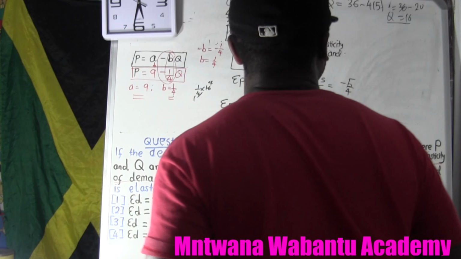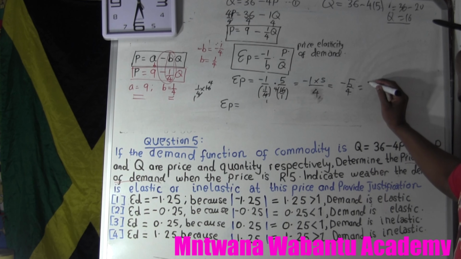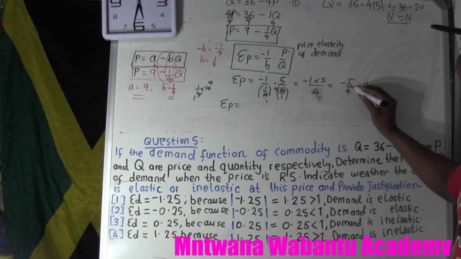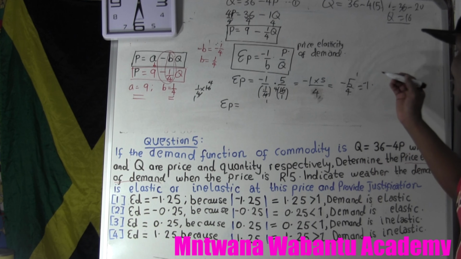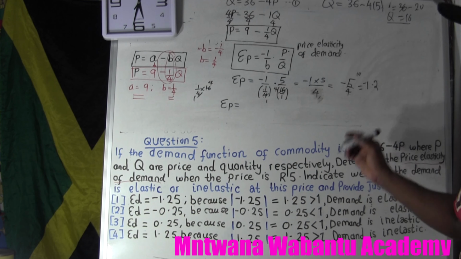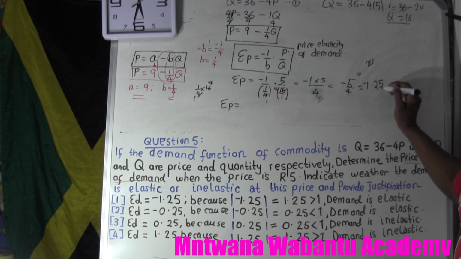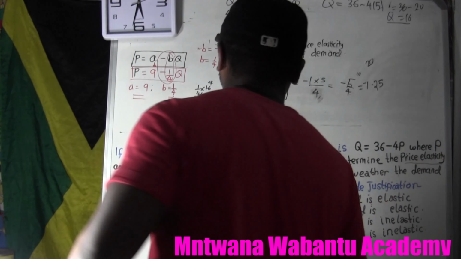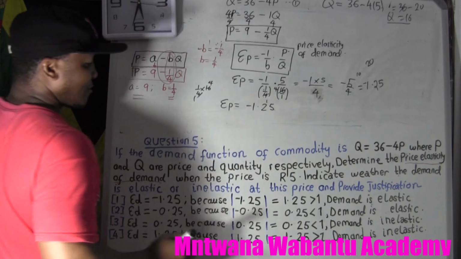But you can change this to a decimal. If you change to decimal, it's easy. How many 4s in 5? 1. You have a negative there. If it's 1, I'll be left with 1. How many 4s in 1? It cannot go in, so we add 0. How many 4s in 10? 2, which is 8, so we'll be left with 2. Add 0. How many 4s in 20? 5. So elasticity of demand equals negative 1.25.